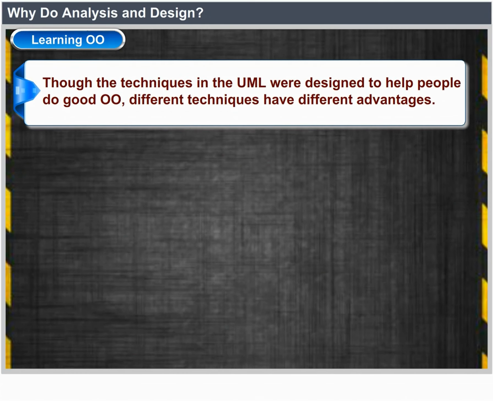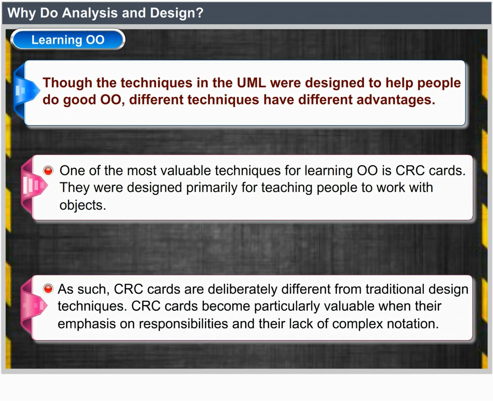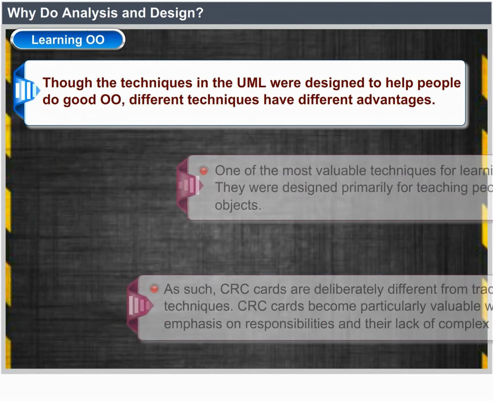Learning object-orientation. Though the techniques in the UML were designed to help people do good object-oriented design, different techniques have different advantages. One of the most valuable techniques for learning object-orientation is CRC cards. They were designed primarily for teaching people to work with objects. As such, CRC cards are deliberately different from traditional design techniques. CRC cards become particularly valuable because of their emphasis on responsibilities and their lack of complex notation.